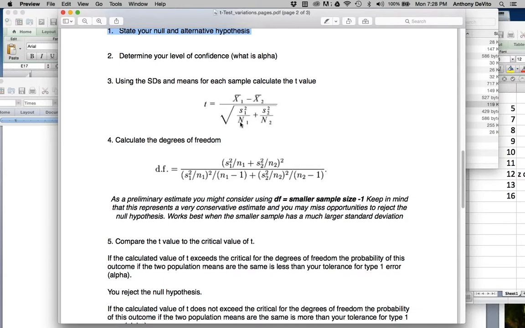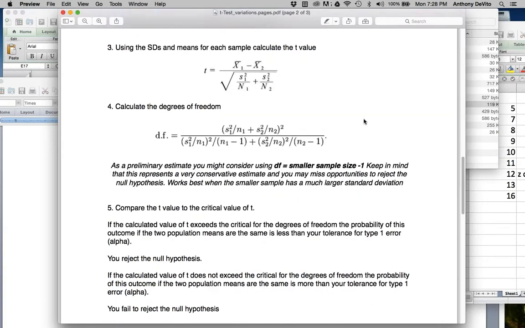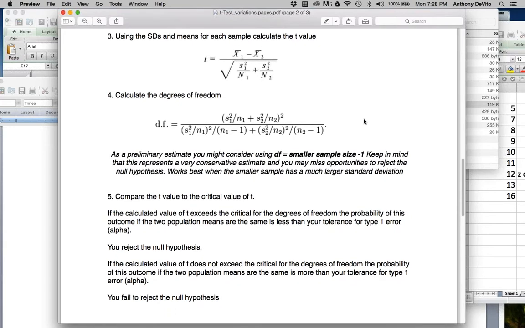Then you're going to divide the denominator into the numerator, and you're going to get a number for a t-score. So now you have your t-score. What's the only other thing you have to get to be able to know if you've exceeded your critical value? In order to get your critical value, you need to know your degrees of freedom. That gets a little crazy. This is your formula for degrees of freedom.